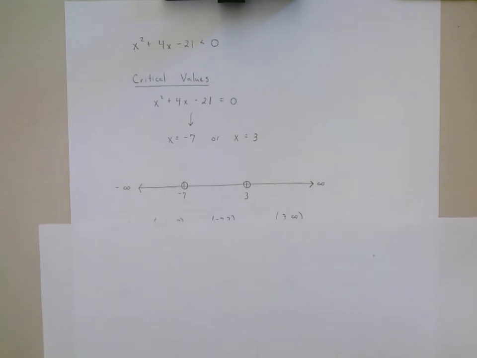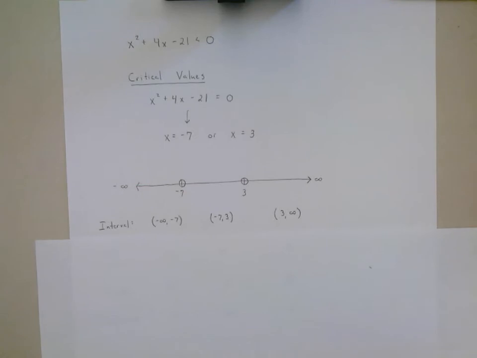After graphing those on a number line, I'm going to identify the intervals within the real numbers that I have created. I've created one interval from negative infinity to -7, one from -7 to +3, and a third from 3 to infinity. Within each interval, I can explore a value and see the corresponding f of x value. Let me show you what I mean.